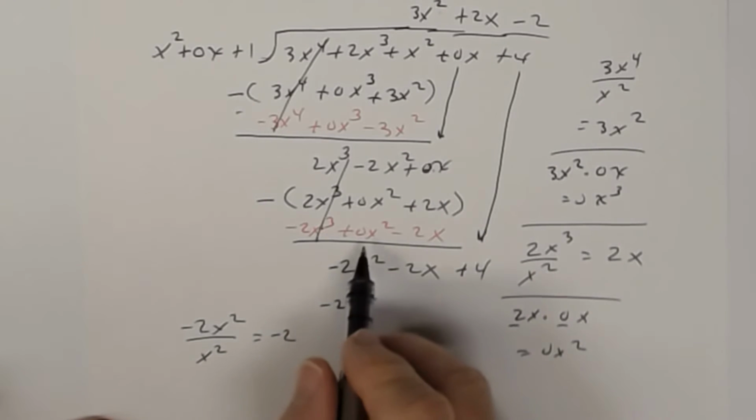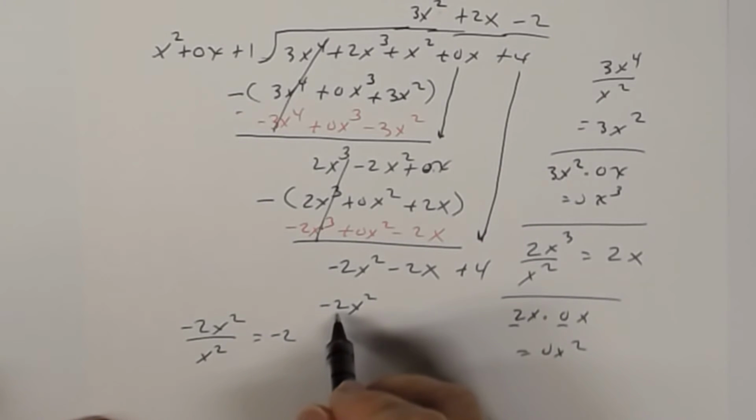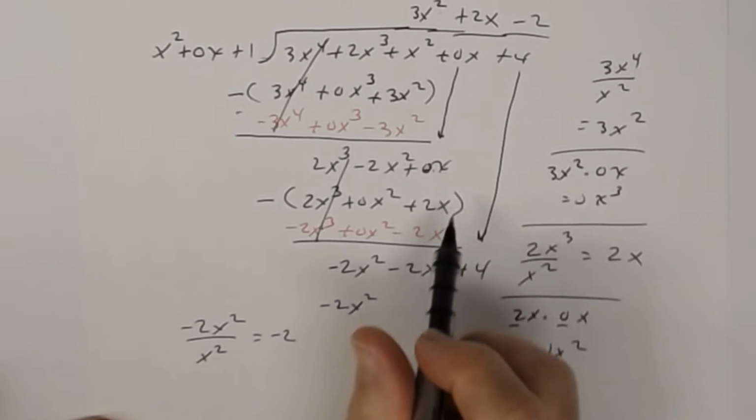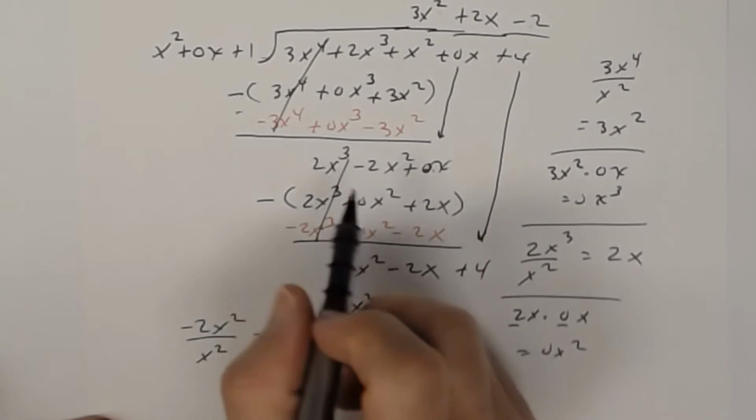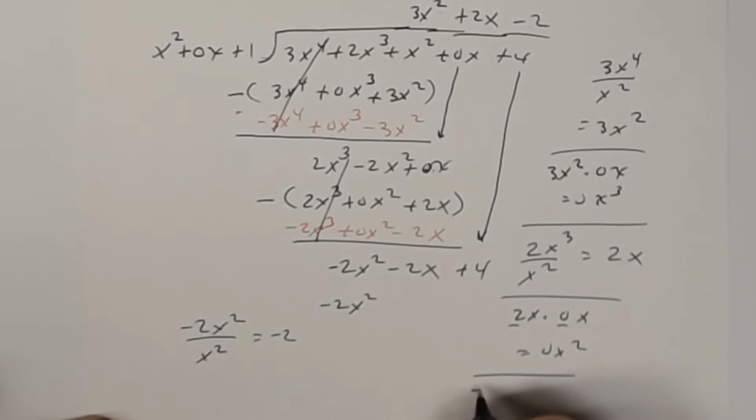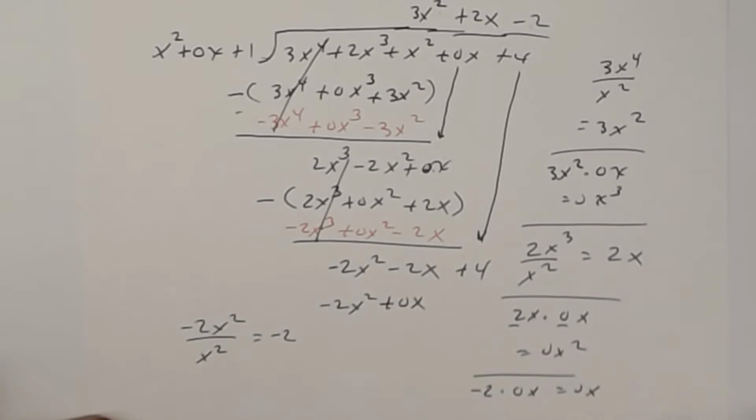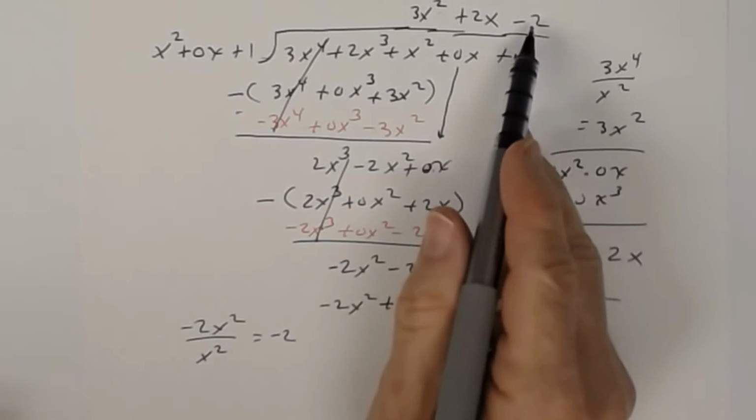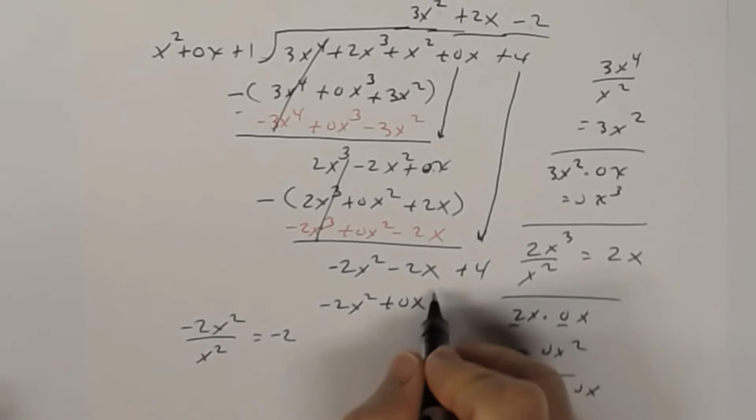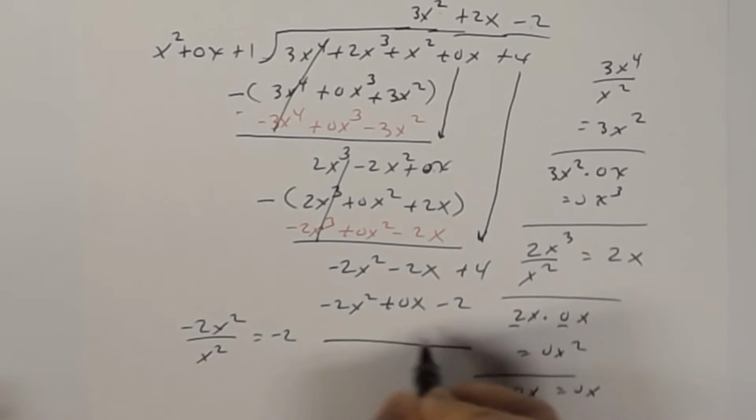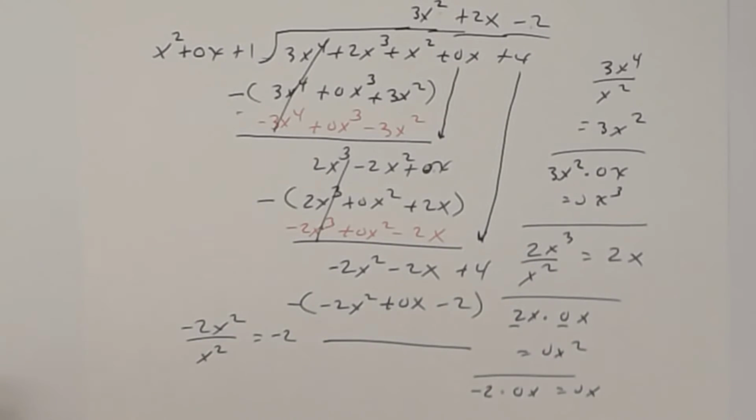Now remember, if you're doing this correctly, those two would be the same, right? Just like these were. Negative 2 times 0x. Negative 2 times 0 is 0, so that's just 0x. Okay? And negative 2 times 1 is negative 2. Now we're going to subtract. Now again, if you need to, just write it out in red.